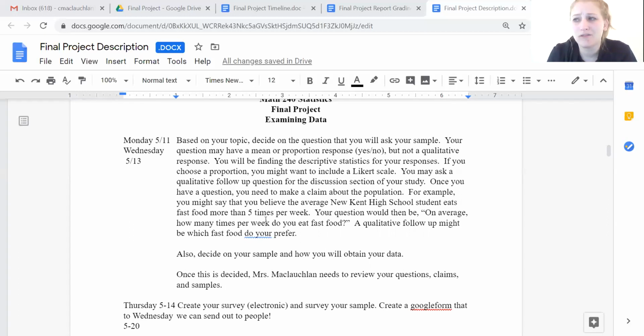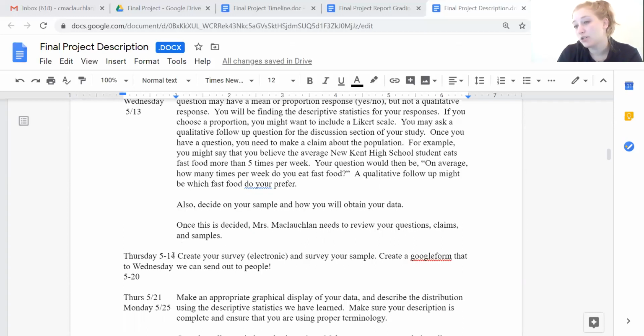And then once you have all of that lined up, check in with me so that we can review your question, your claims, all that, so I can make sure that you're starting off strong and have that strong foundation before you move on. Then starting Thursday the 14th, it can be earlier, you want to make your survey.